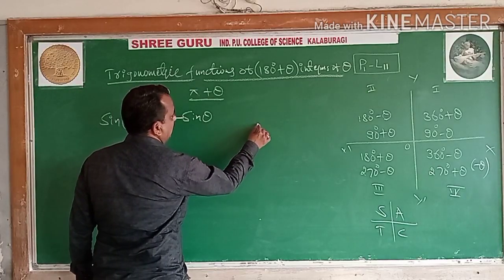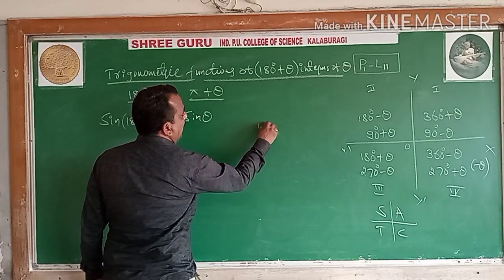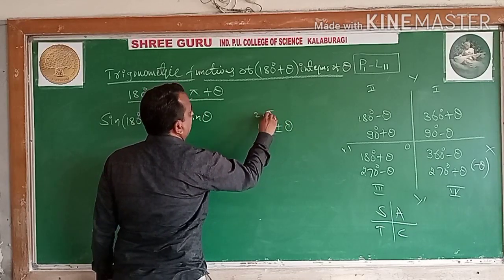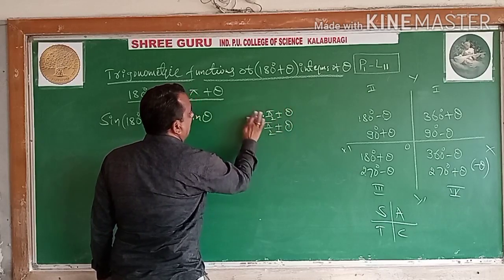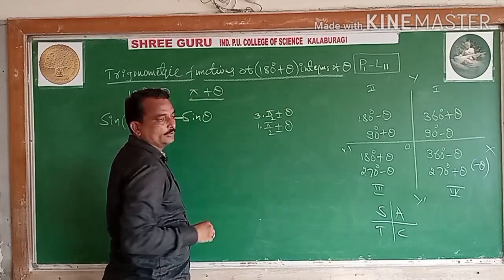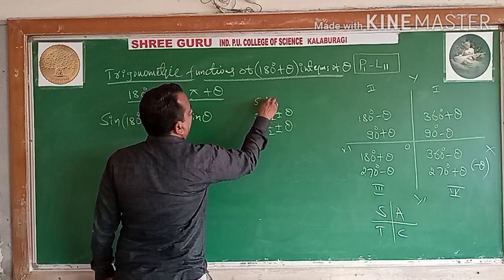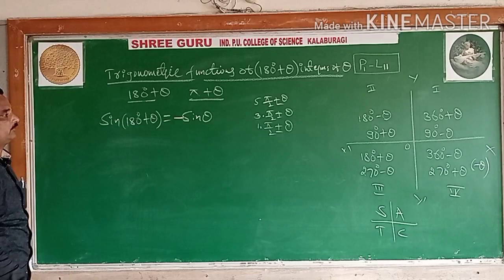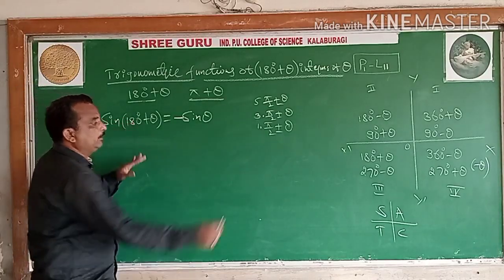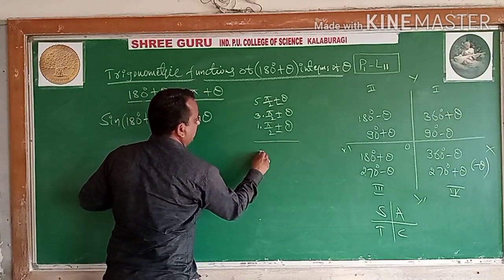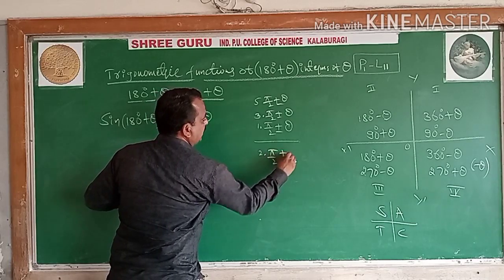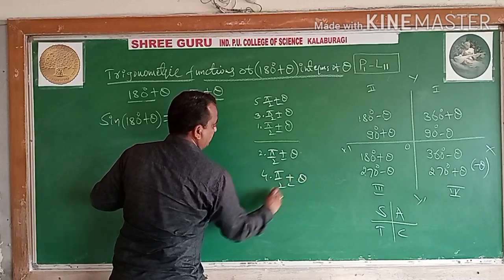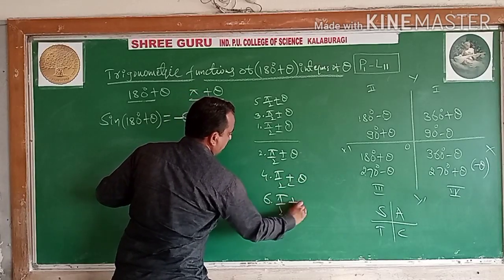So here I am repeatedly reminding, when it is an odd multiple of pi by 2, the trigonometric functions change. Odd means 1 times, 3 times, 5 times pi by 2, the trigonometric functions change. Here it comes under an even multiple of pi by 2. See how it is an even multiple of pi by 2. Even means 2 times, 4 times, 6 times.